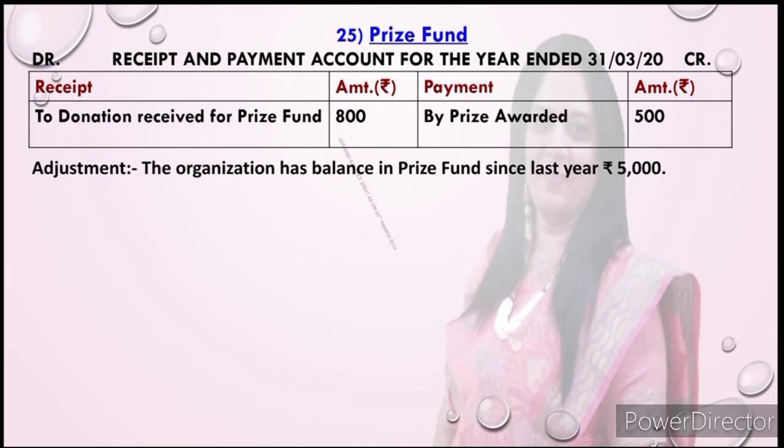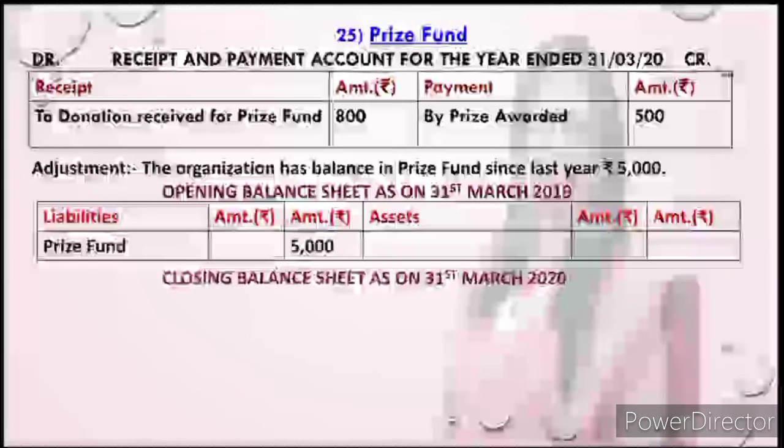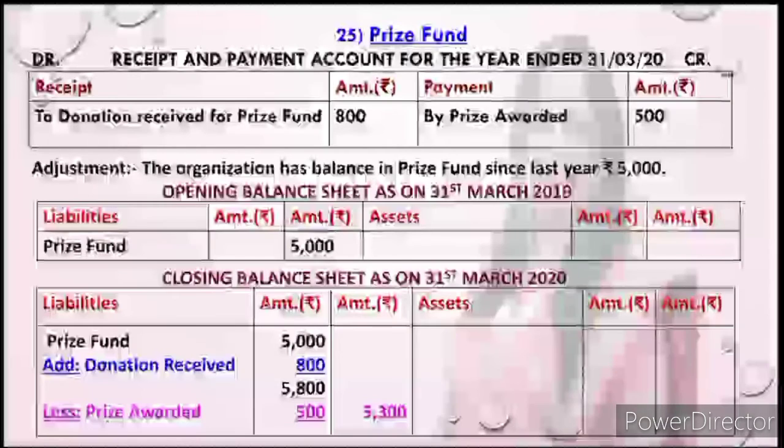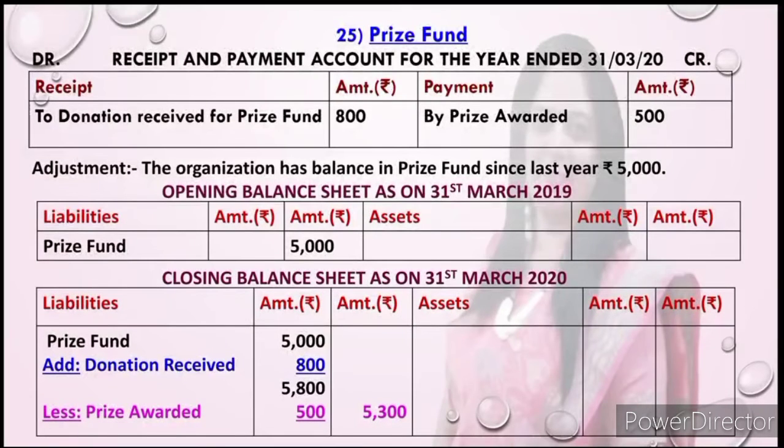Let's see how to record. In the opening balance sheet it will be recorded as prize fund rupees 5000, which is given in the adjustment. Let's see the adjustment again. The organization has balance in prize fund since last year rupees 5000. So first it will be recorded in the opening balance sheet liability side prize fund 5000. Same second effect will be given in the closing balance sheet. Same amount will be recorded, prize fund 5000 rupees.